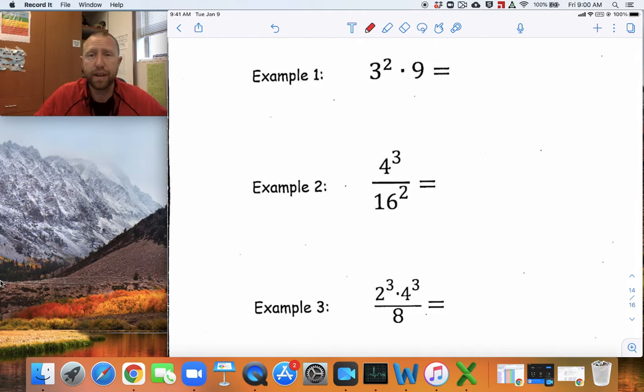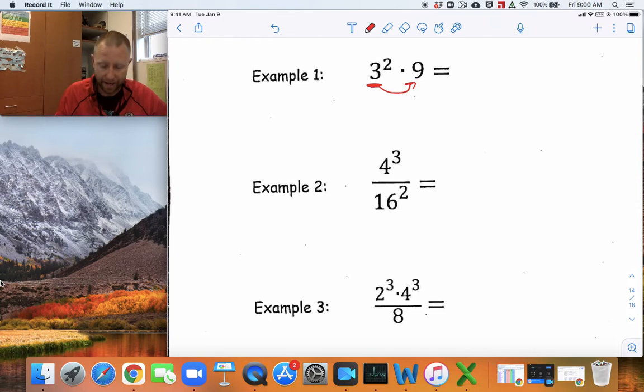If I have 3 squared times 9, okay, can't do anything. The bases don't match. But look, here's a base that would get us this number, right? I can use 3 as a base and a number of exponents to get it to equal 9. And in fact, it's already being used.